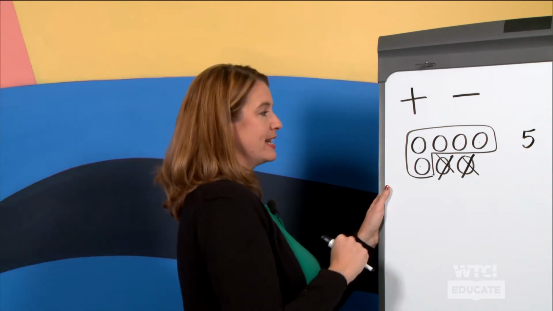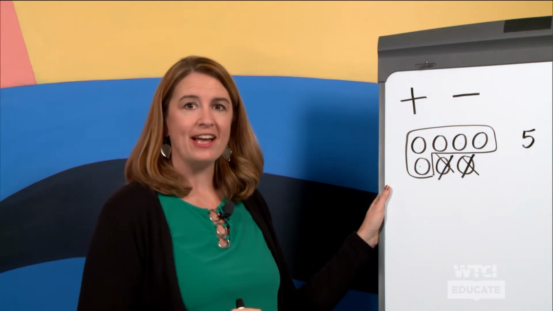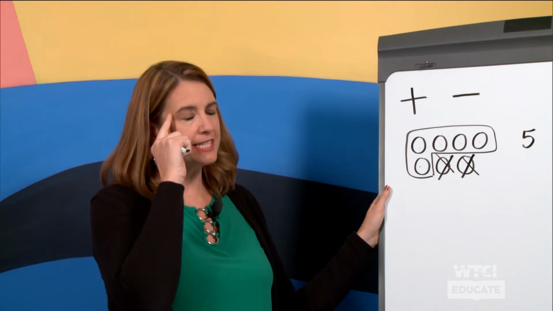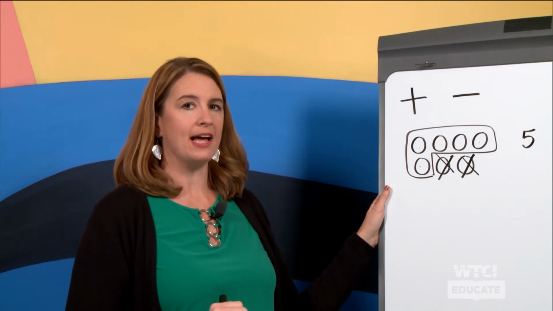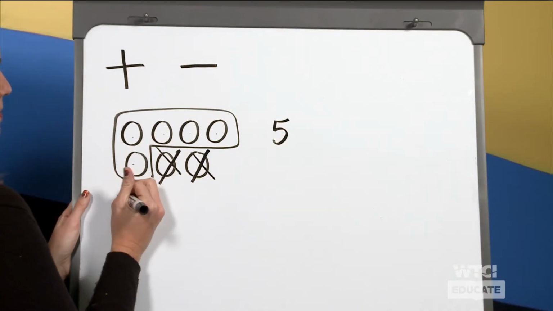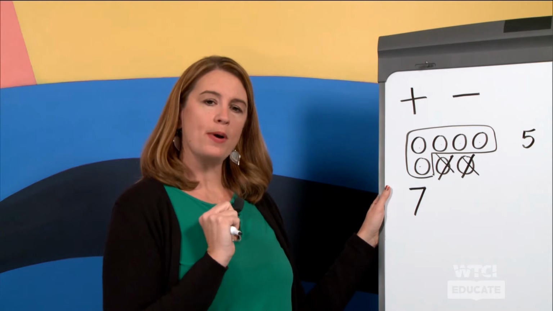We represented and solved with a picture. Now, can you all help me write a number sentence to match my picture? Let's think about that story one more time. There were 7 cars driving on the road. So I'm going to write my number 7. 2 cars left to go park.